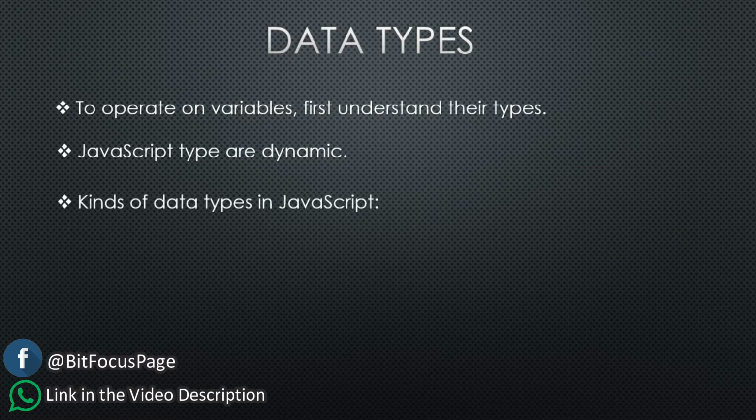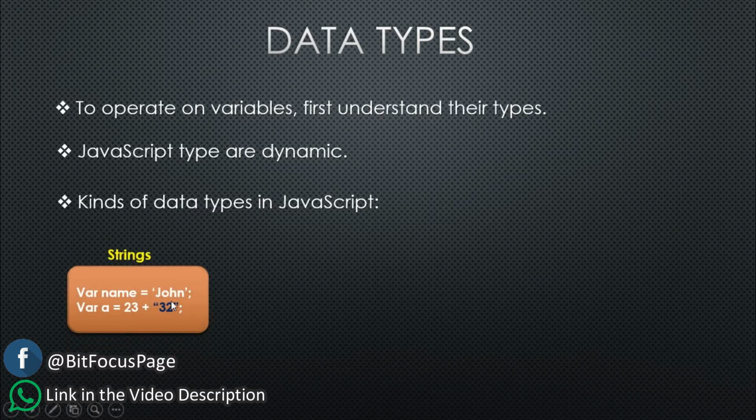So how many kinds of data types are there in JavaScript? There are 4. They are strings. For example, a string is declared with single or double quotation. You see, John is a string, and the second variable is also a string. You see, this is a number, but this number is inside double quotation, so it is considered as a string. This string makes it also a string, so the result is a string.